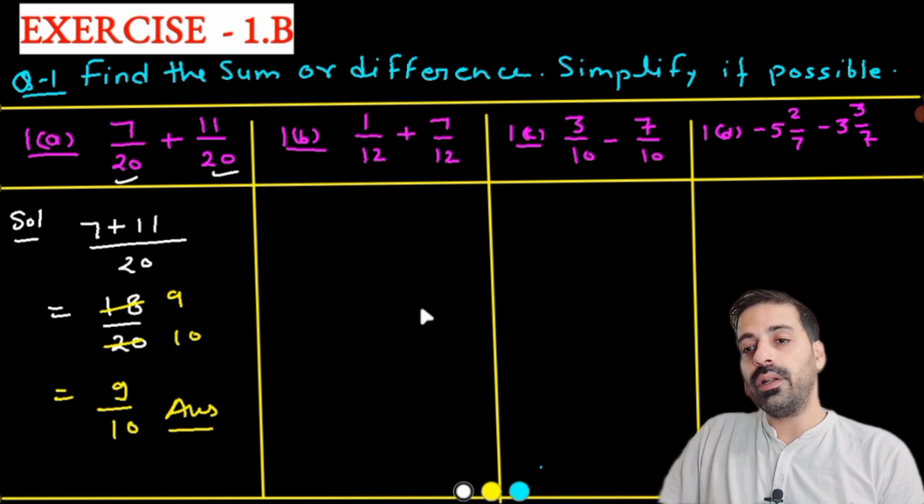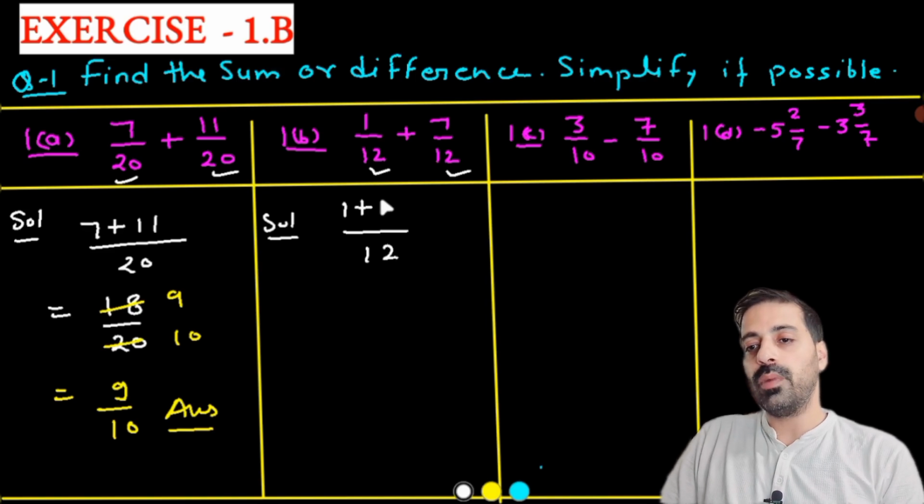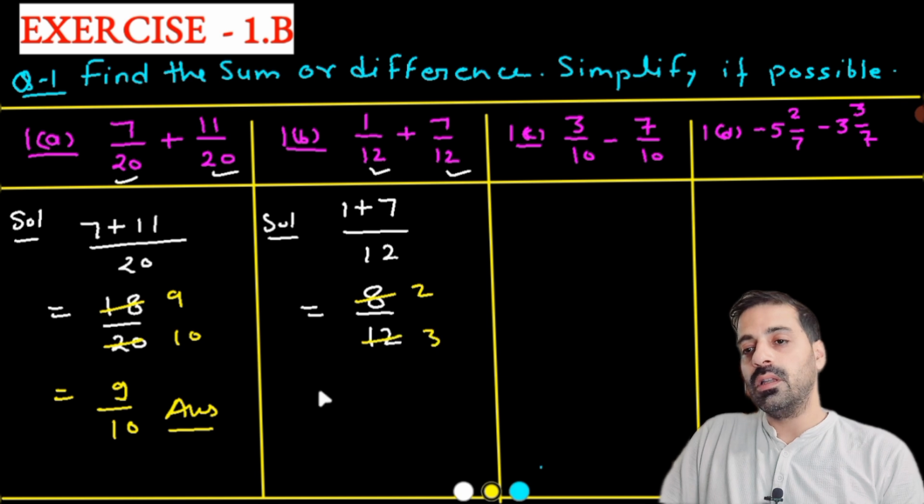In the same way, again we have the second question. Again the denominator of both rational numbers is the same, so the LCM will be 12 and the numerators 7 and 1 are going to be added, and after adding we have 8 upon 12. Again we have a common factor 4, 4 2s and 4 3s. So the final answer is 2 by 3.